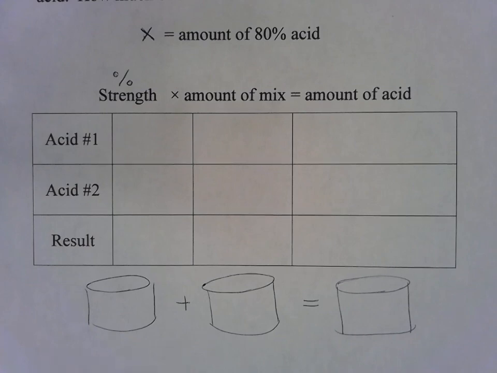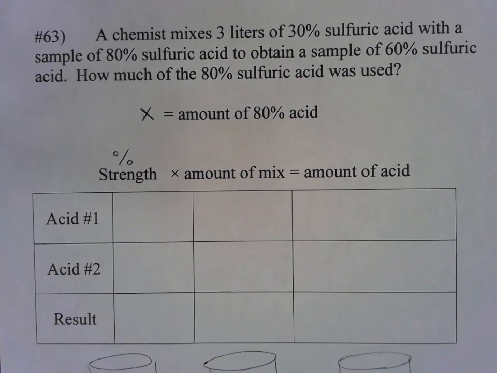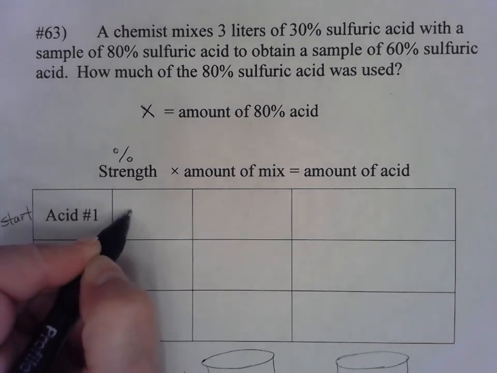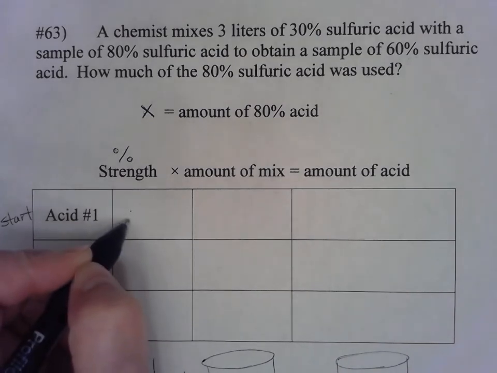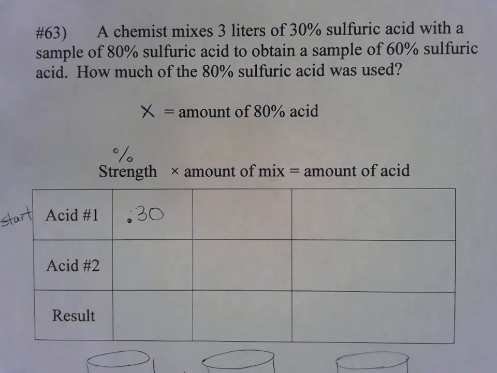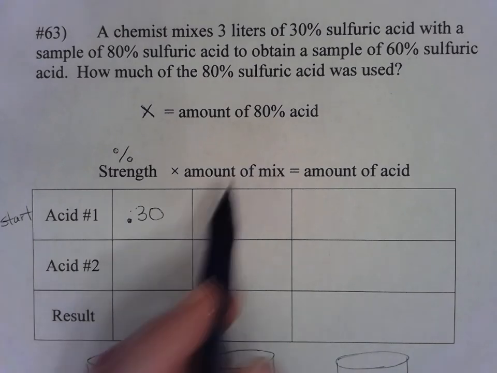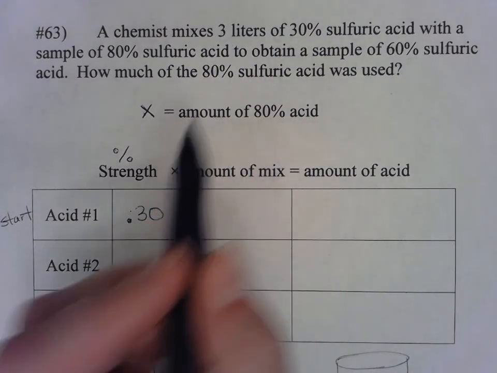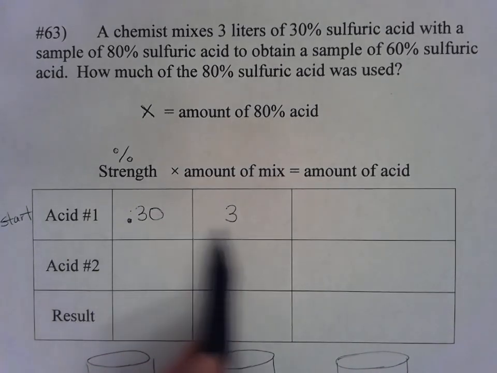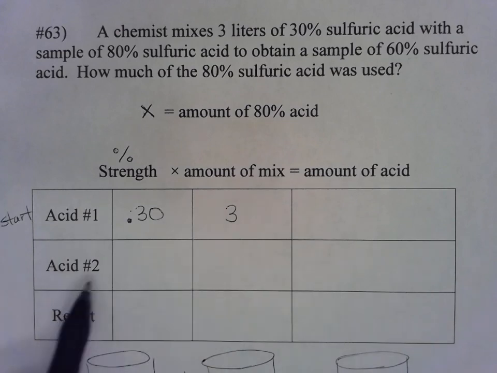Okay, so if we look back at the problem, we are starting with 30% acid. So why don't we go ahead and write that as a decimal? So 2 places over would be 0.30, right? And the amount of 30% sulfuric acid, remember we're starting with 3 liters. And just like in the other problems, we're going to multiply this across in just a second.